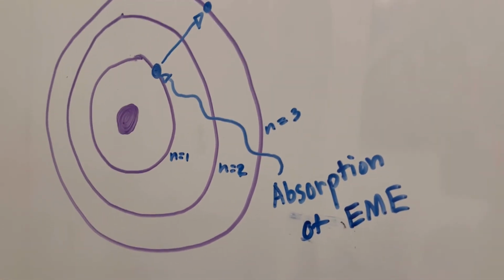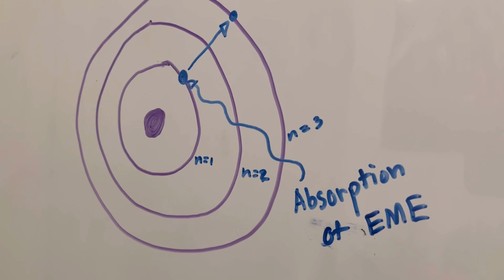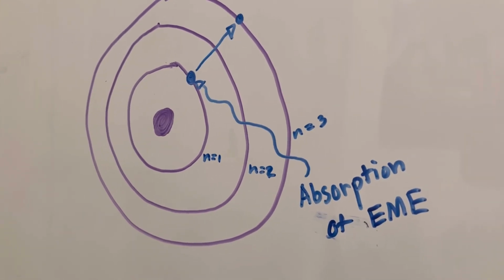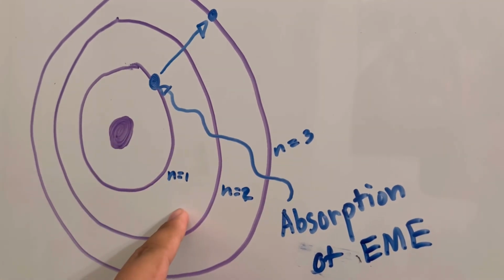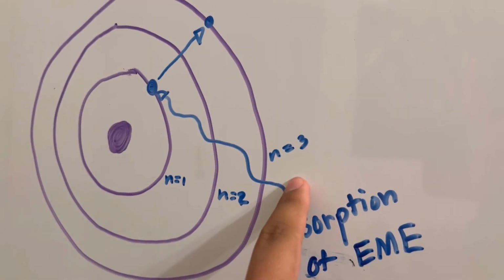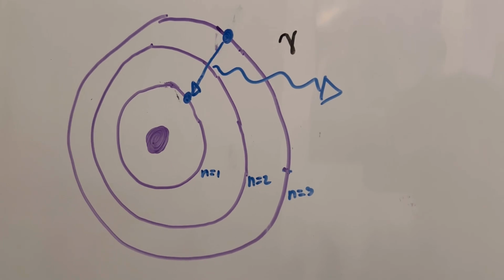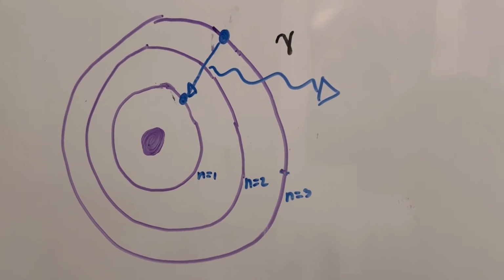So what happens here is the electron absorbs some type of electromagnetic energy and it jumps up from its ground state, which is n1, to the excited state, n3. Now here's an example of atomic emission.